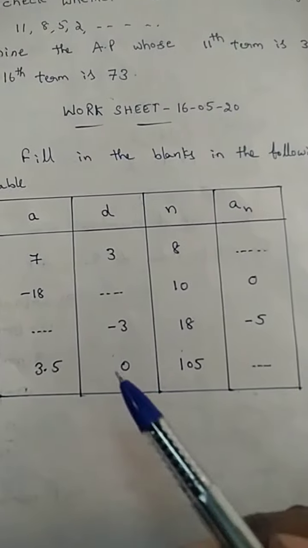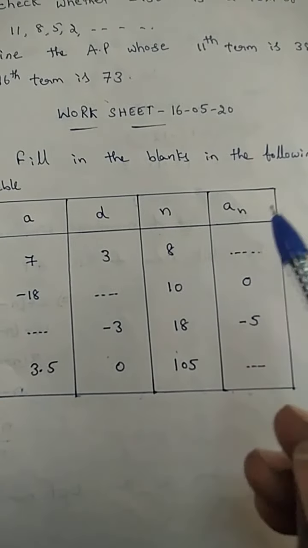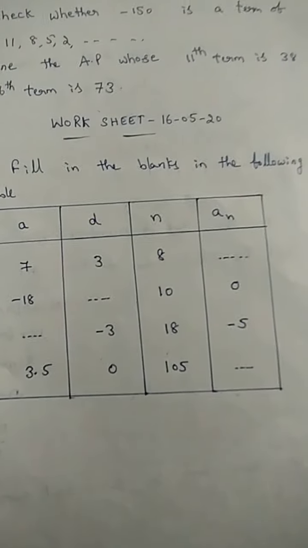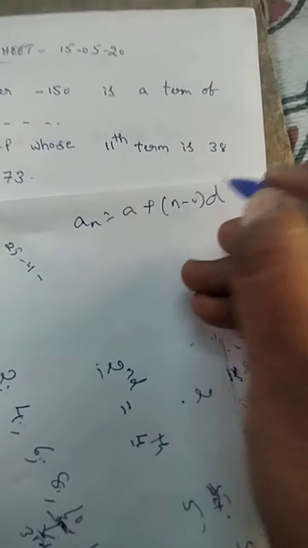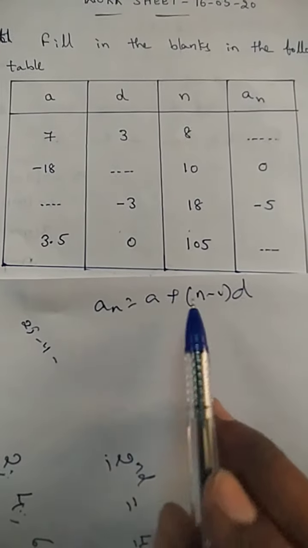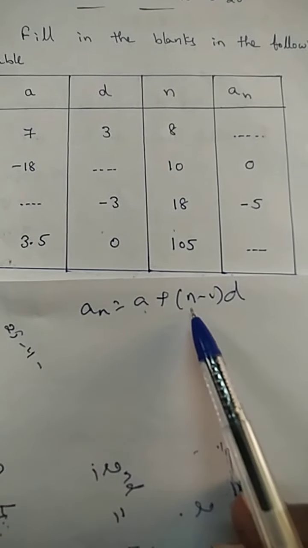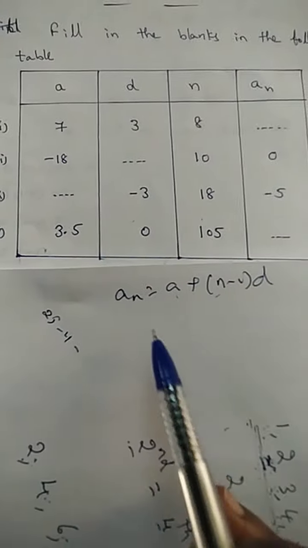You already have an idea about that. By the An formula, what is the formula of An? An is equal to A plus n minus 1 into D. By applying this formula, we can solve the following. Here An is not given, you can find the value. A is equal to 7, D is equal to 3, N is equal to 8. For the next 3 problems we apply the same formula.